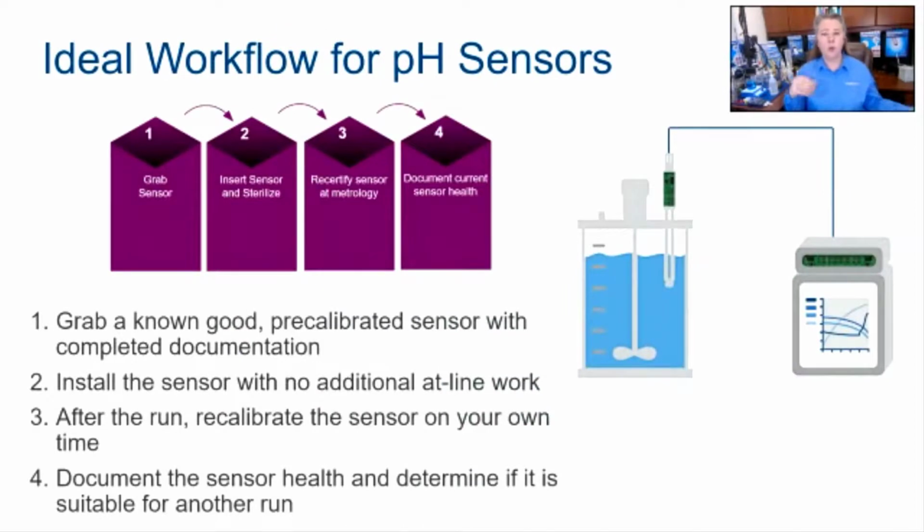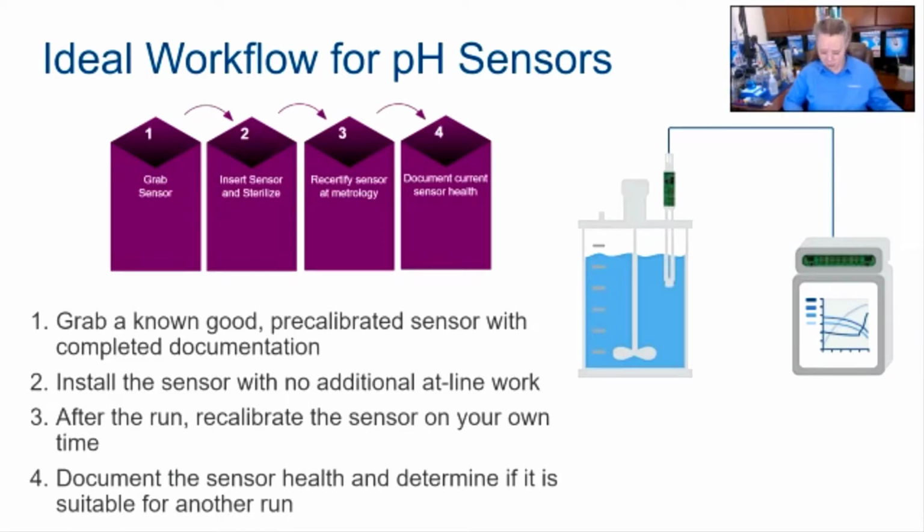So what's an ideal workflow? What would be simpler? I wish I could grab a sensor, put it in, sterilize it, certify it by doing a grab sample, making sure it's good, and I'm happy. That's ideal, right? I don't have to grab another one. I don't have to verify it. I don't have to write process deviations. If I grab a sensor out of the closet that's already calibrated, that's my ideal.